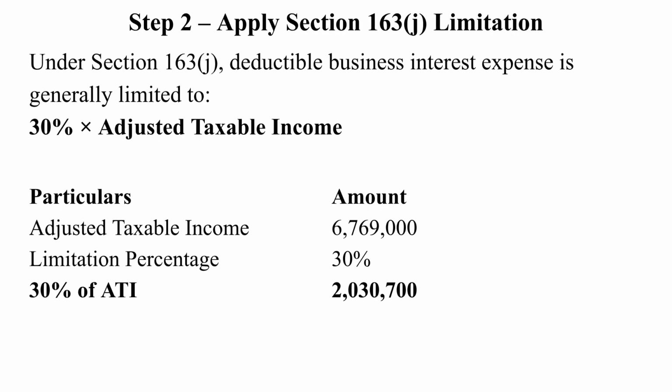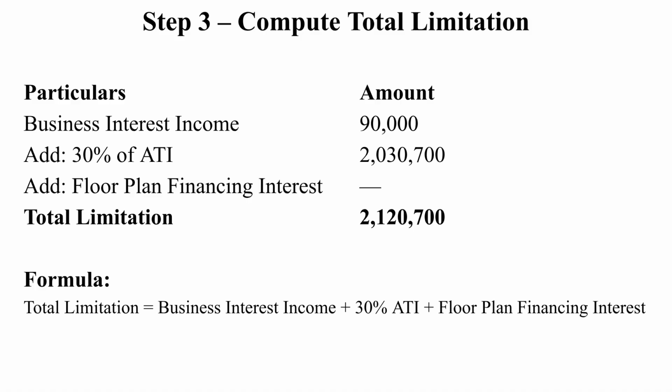Next, we apply the Section 163J limitation. The rule generally allows a deduction equal to 30% of ATI. Applying 30% gives us a limitation amount of $2.030 million. But we're not finished yet. To determine the total limitation, we add business interest income. This brings total limitation to $2.120 million.